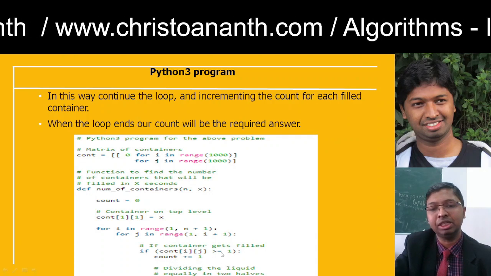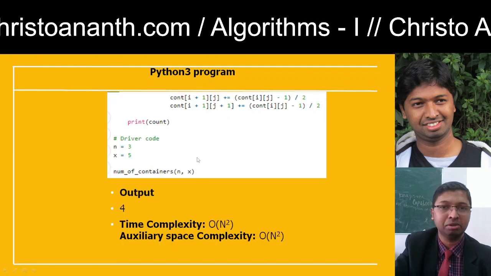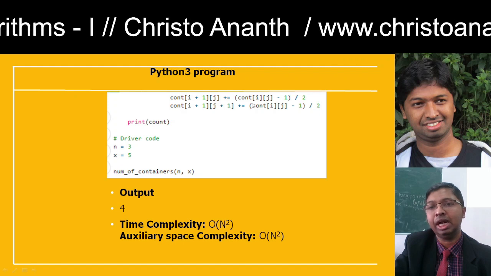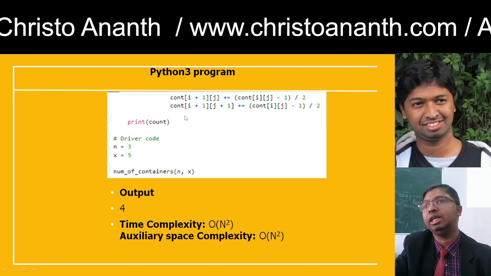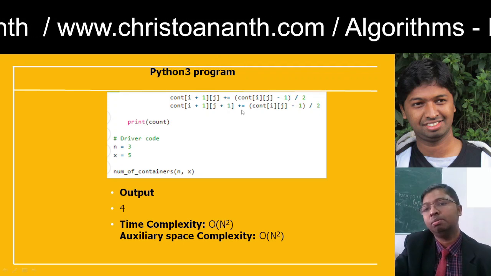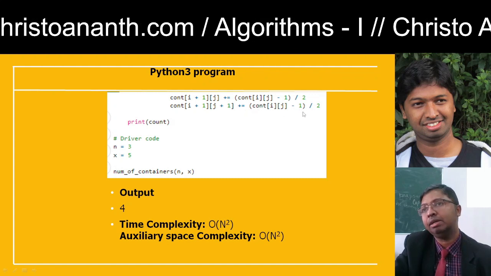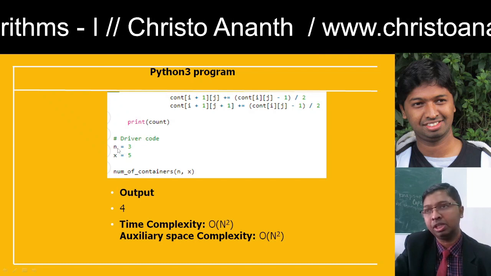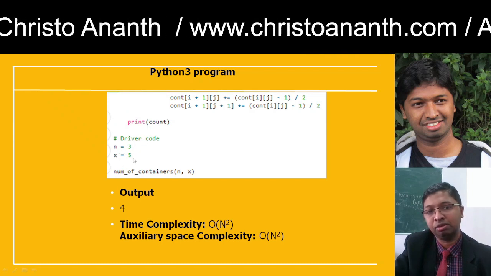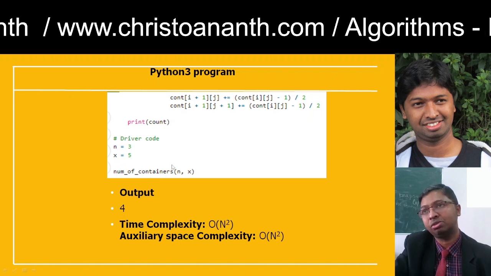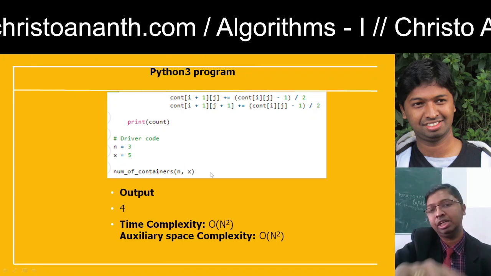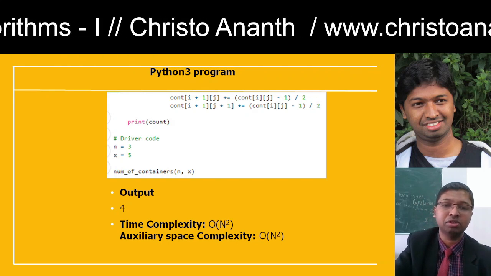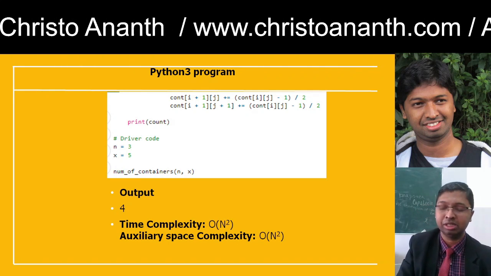You divide the liquid equally into two halves. So container i plus 1 j plus equal to container i j minus 1 divided by 2, and container i plus 1 j plus 1 plus equal to container i j minus 1 divided by 2. This is how you print the count. For n of 3 and x equal to 5, the number of containers filled, we already calculated, is 4. The time complexity is order of n square, and the auxiliary space complexity is also order of n square.